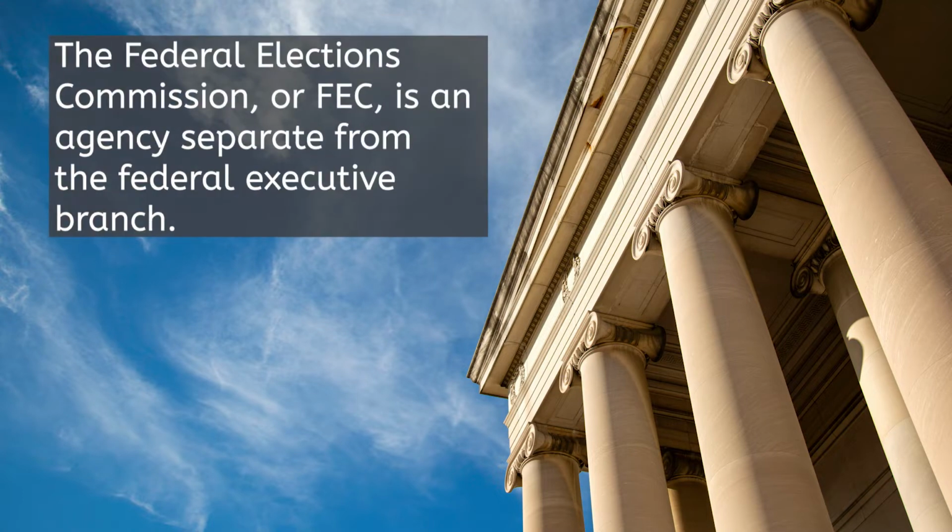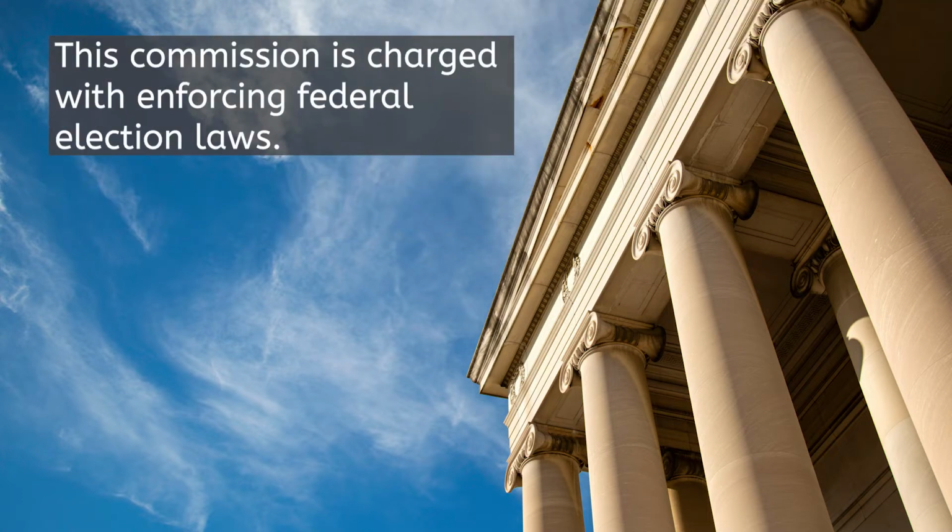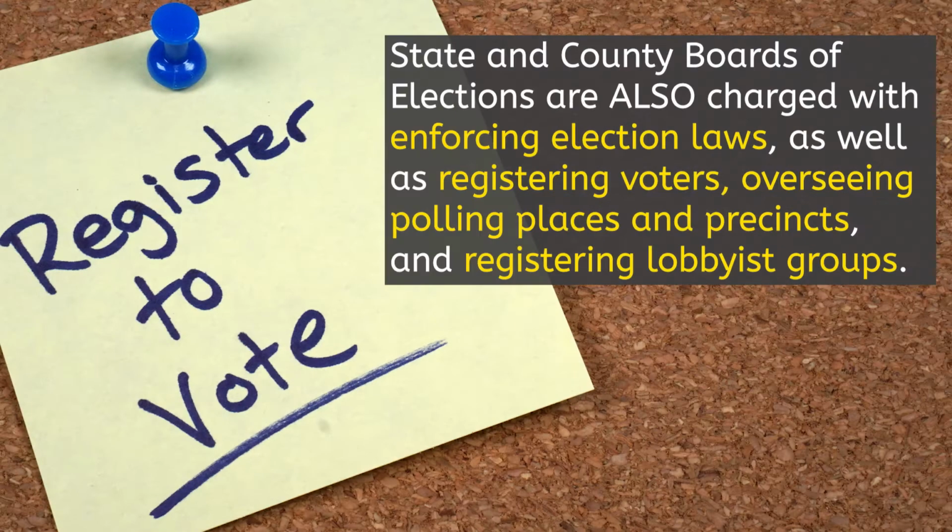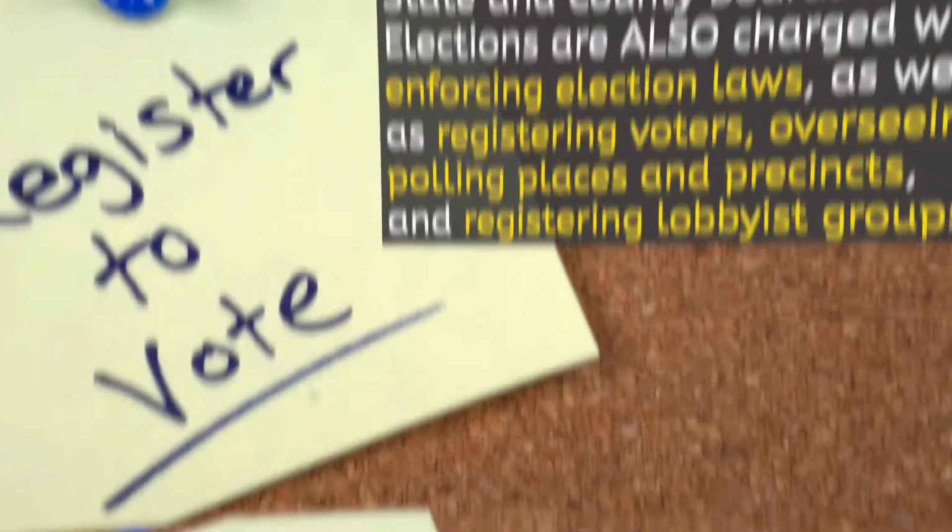For example, the Federal Elections Commission, or FEC, is an agency separate from the federal executive branch. This commission is charged with enforcing federal election laws. State and county boards of elections are also charged with enforcing election laws, as well as registering voters, overseeing polling places and precincts, and registering lobbyist groups.